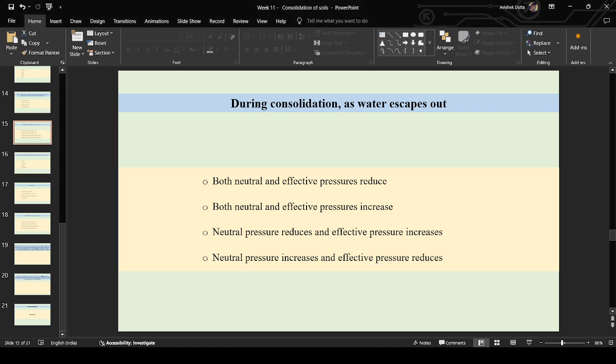During consolidation, as water escapes out: first option, both neutral and effective pressures reduce. Second option, both neutral and effective pressures increase. Third option, neutral pressure reduces and effective pressure increases. Last option, neutral pressure increases and effective pressure reduces.